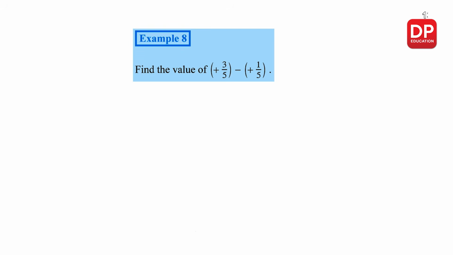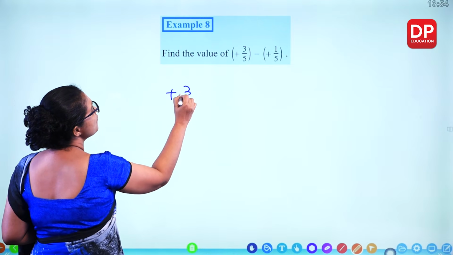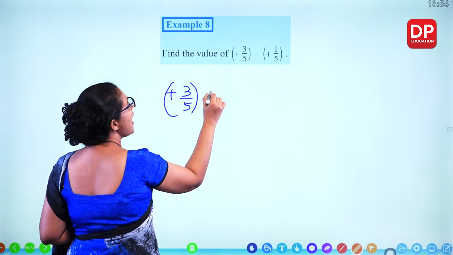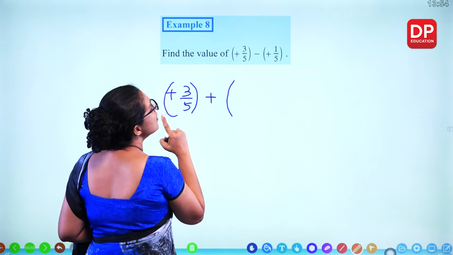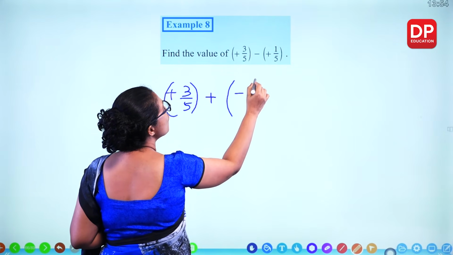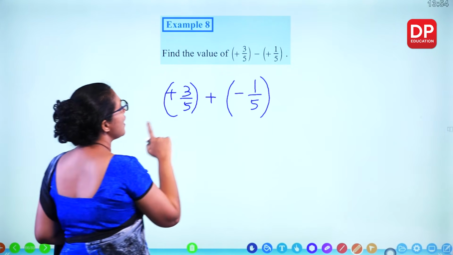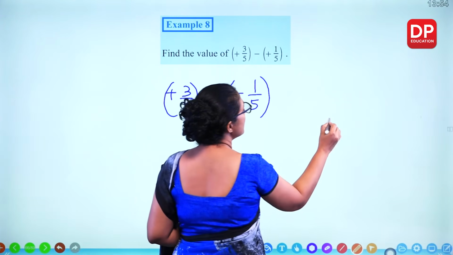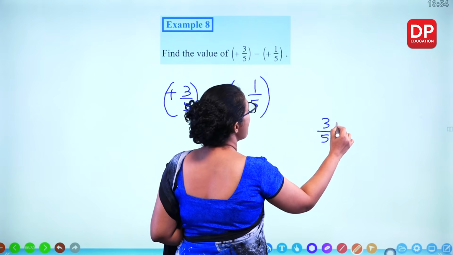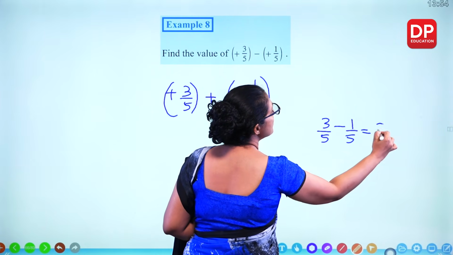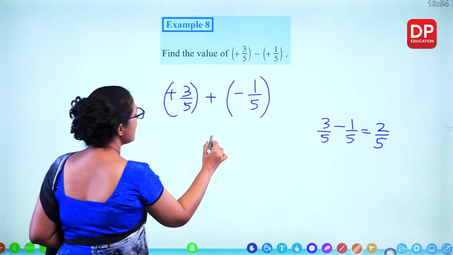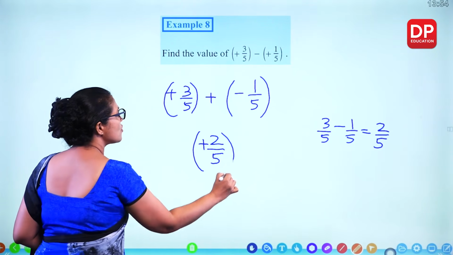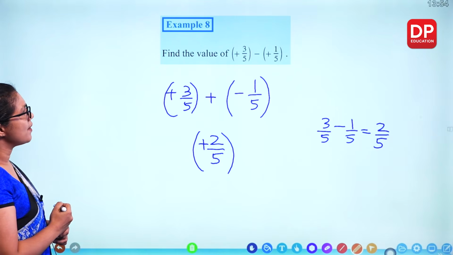Example 8. Find the value of plus 3/5 minus plus 1/5. So you can do the additive inverse of plus 1 over 5 means minus 1 over 5. Now this is difference. So you take 3 over 5 minus 1 over 5, that's 2 over 5 is the difference. Which one is bigger? Positive answer is bigger. So the answer is plus 2 over 5.